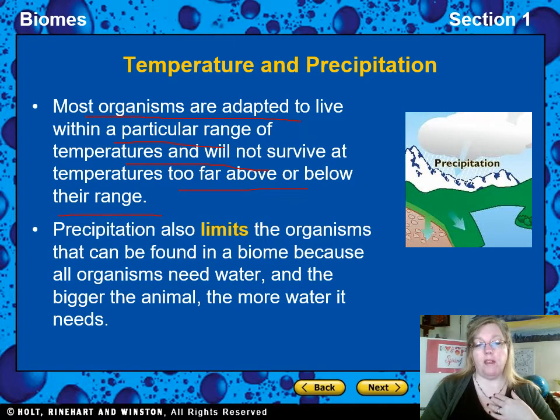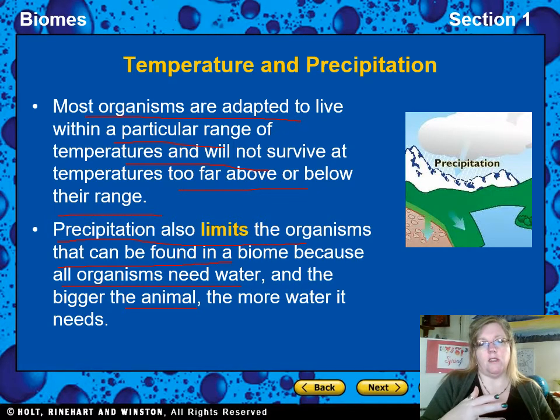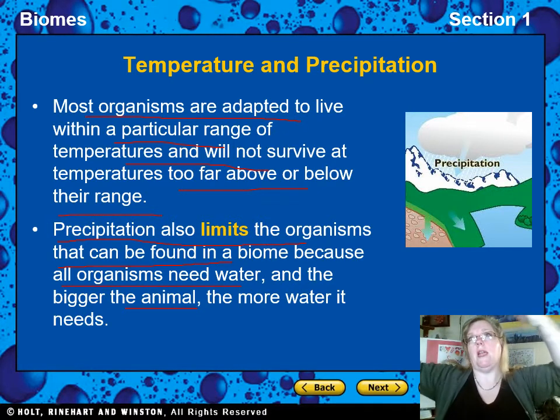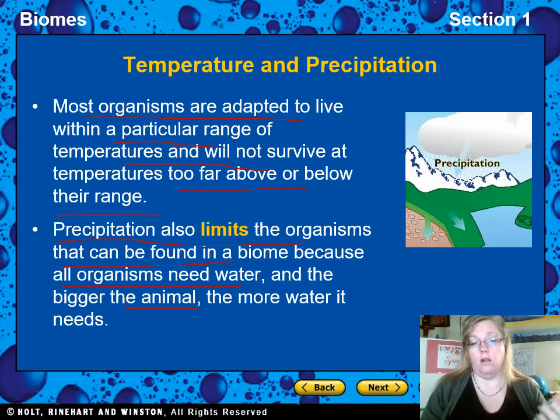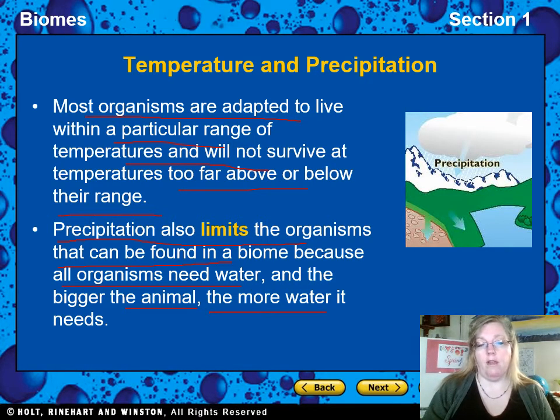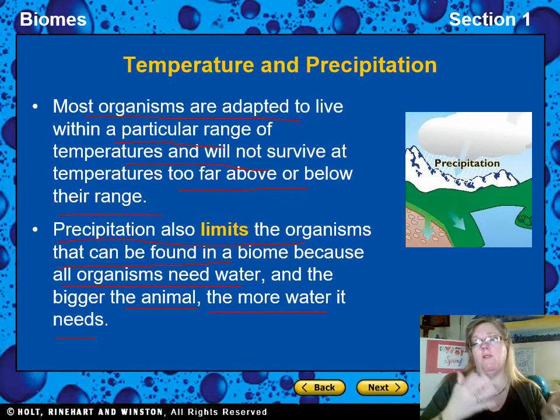And then precipitation, or rain, also is going to limit the organisms that can be found there, because all organisms need water, plants and animals both. Everything needs water. And the bigger the organism, the bigger the animal, think about elephants, but also the bigger the tree, the more water it's going to need. So if you have a place that's very, very dry, the plants and the animals can't get big. There's not enough water. So the bigger the organism, the more water it needs.